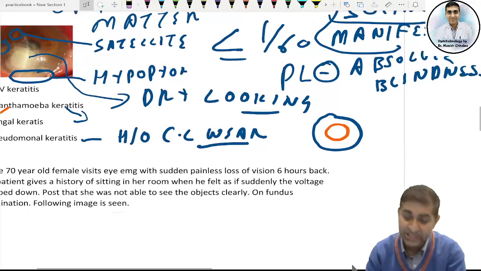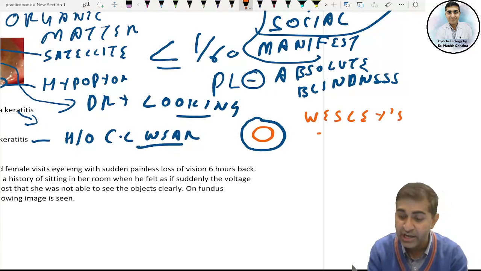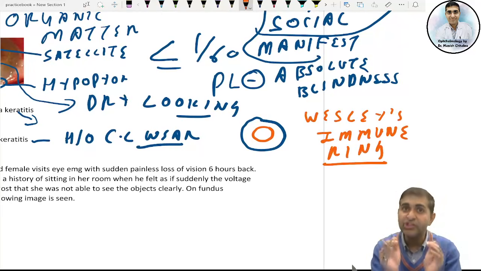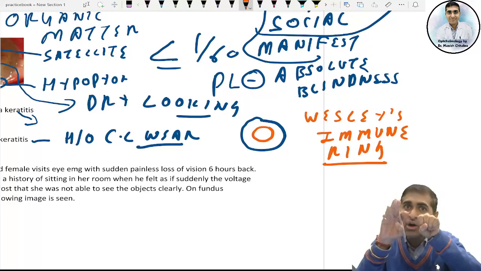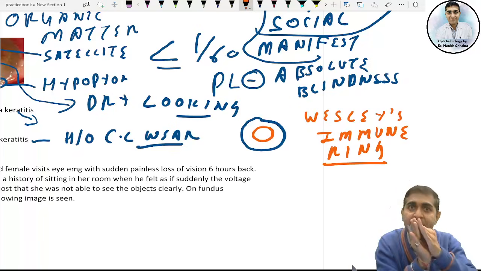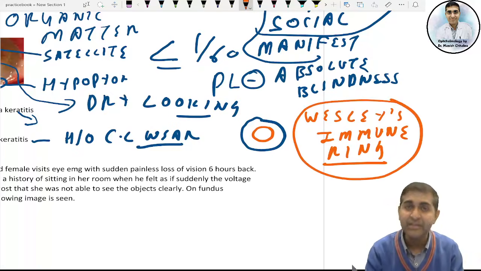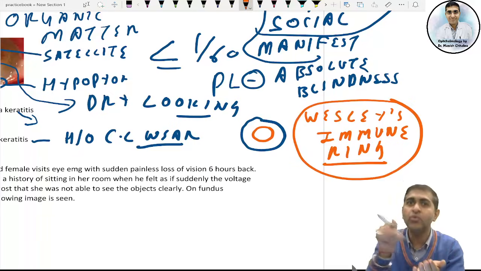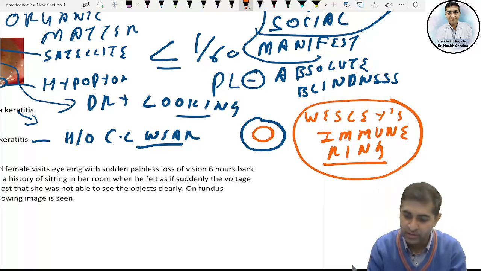There is another sign that you see in fungal keratitis, that is your Wesley's immune ring. Wesley's immune ring is actually at the junction of normal cornea and infective cornea due to antigen of the fungus and antibodies of the host. So there is an antigen antibody demarcation line between the normal cornea and the infective cornea that forms a line or a ring. If it is circular, of course it will not be even, but it will be kind of zigzag, not like this.